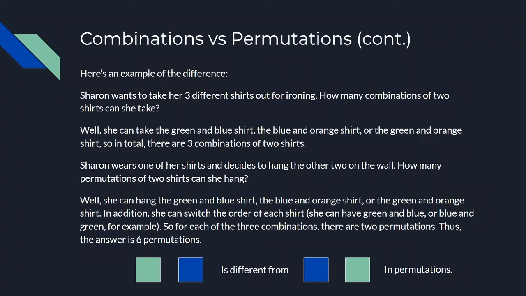Now let's say she wears one of her shirts, and then she wants to hang the other 2 on the wall to wear later. How many permutations of 2 shirts can she hang? She can hang all of our previous combinations: green and blue, blue and orange, green and orange. But she can also switch the order of each shirt. Maybe she wants other people to see her style, or wants them to see the blue one first, so she can have green and blue or blue and green, for example. So for each of these 3 combinations, there are 2 permutations. The answer is 6 permutations.